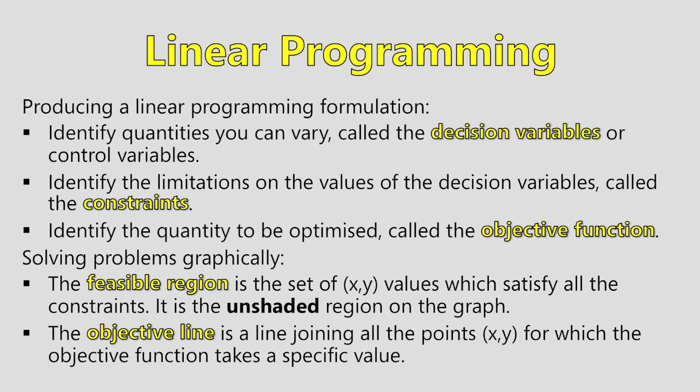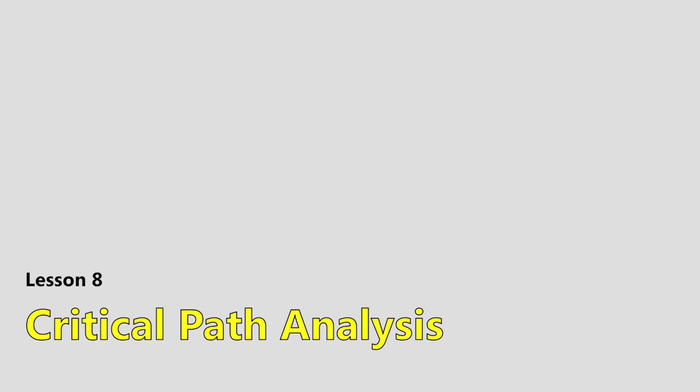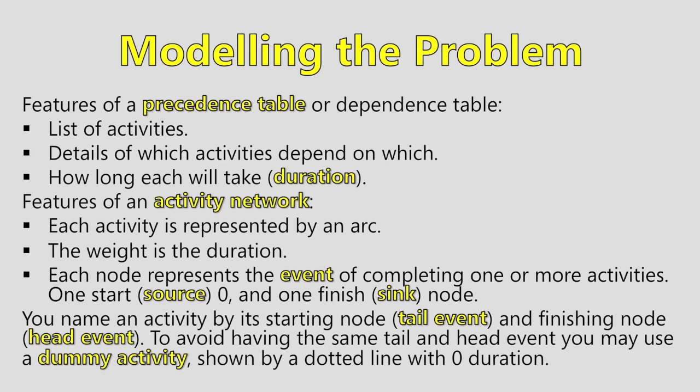Now we're on to critical path analysis, which everybody loves. Critical path analysis. It's another slightly strange one. Modelling the problem. Features of a precedence table or a dependence table. You have a list of activities, the details of which activities depend on which, and how long each will take, known as the duration. The features of an activity network. Each activity is represented by an arc. The weight is the duration, and each node represents the event of completing one or more activities, with one start, the source, 0, and one finishing or sink node.